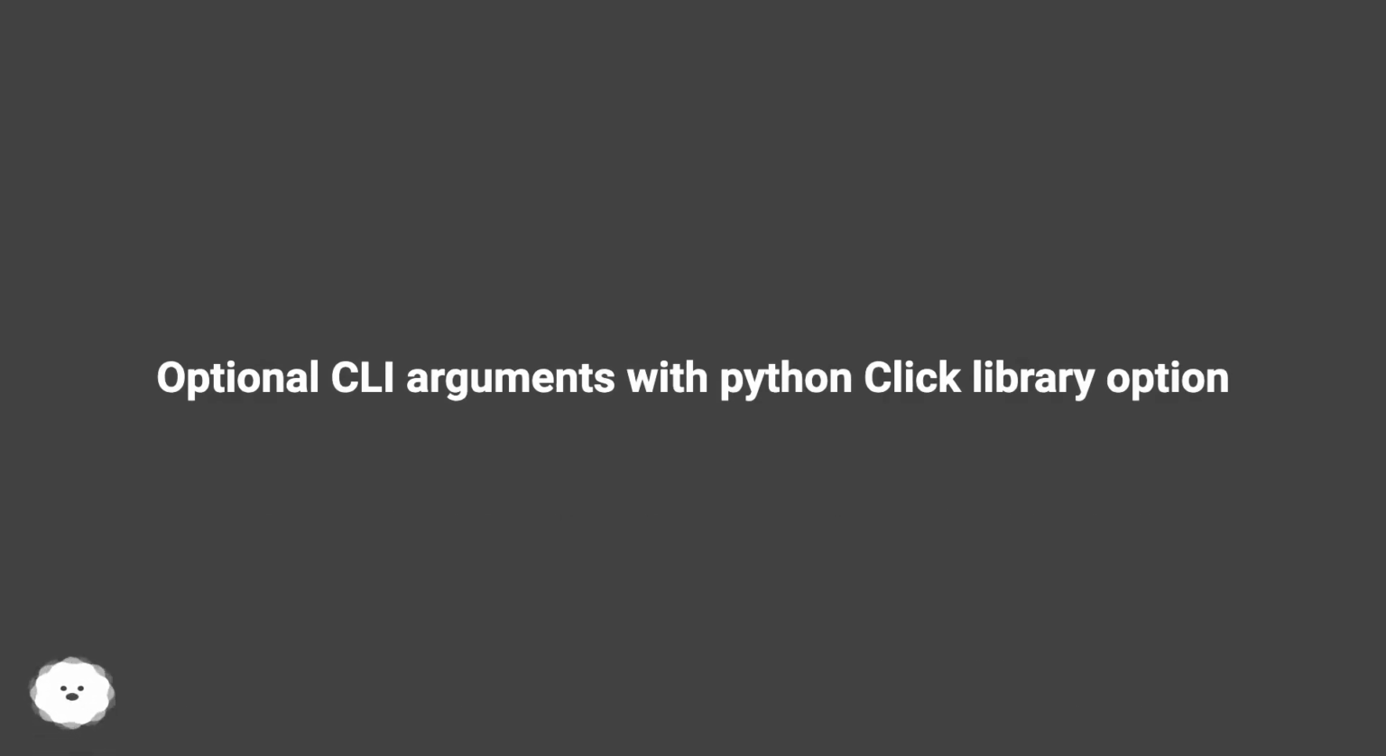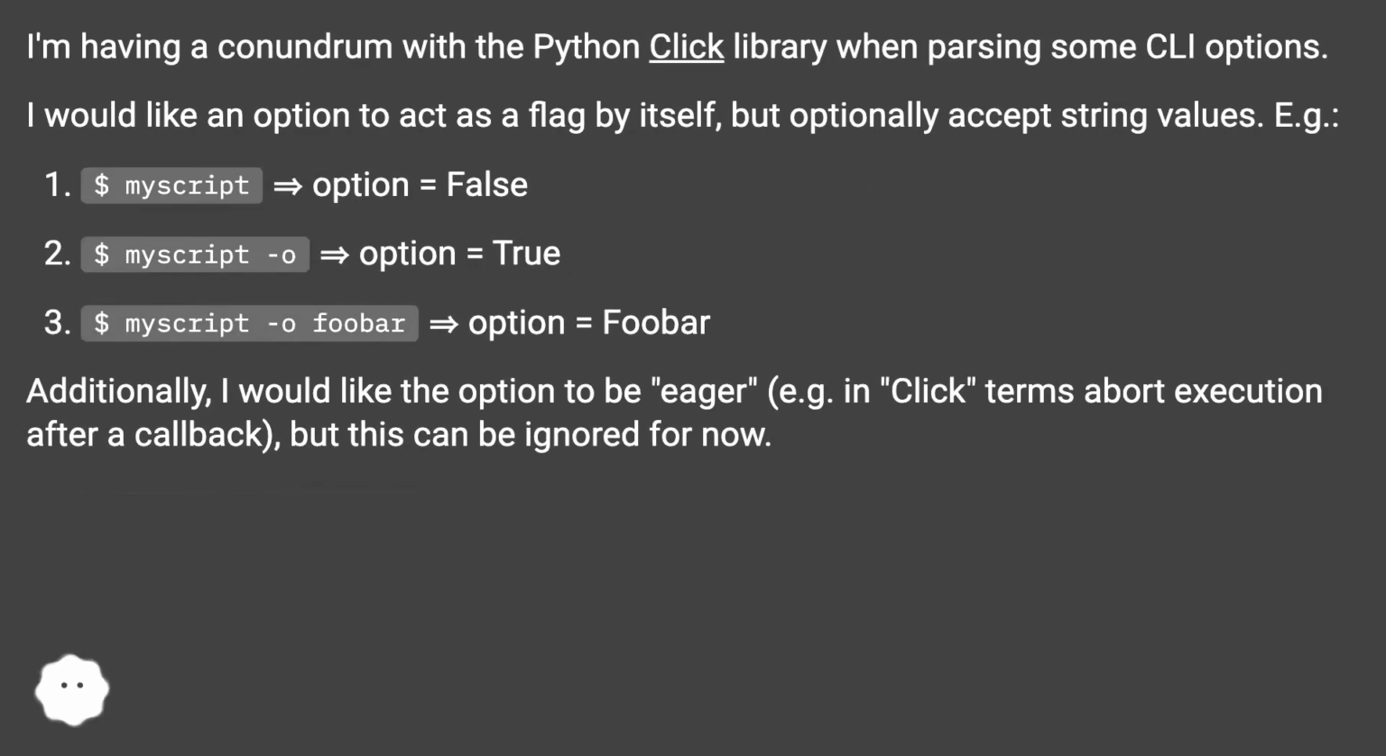Optional CLI arguments with Python click library option. I'm having a conundrum with the Python click library when parsing some CLI options. I would like an option to act as a flag by itself, but optionally accept string values.